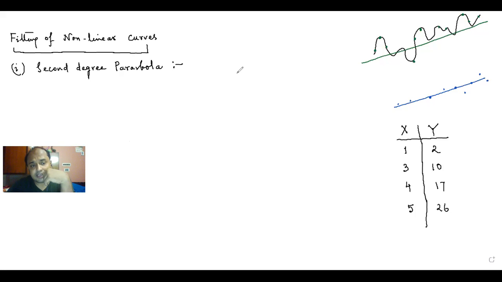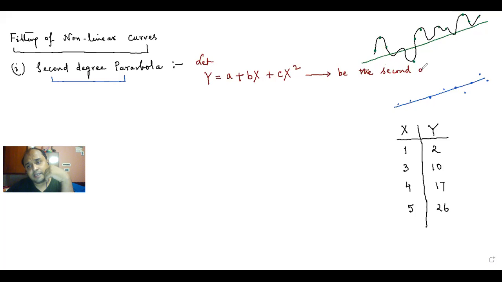What we do is, suppose we need to fit a second degree parabola to the given data. So we'll start with a general equation of this sort. We will say, let capital Y equal A plus BX plus CX square. This is the second degree parabola that will fit to the given data.